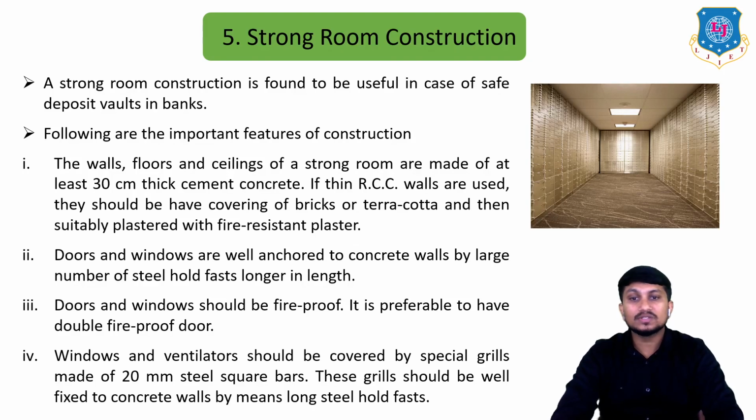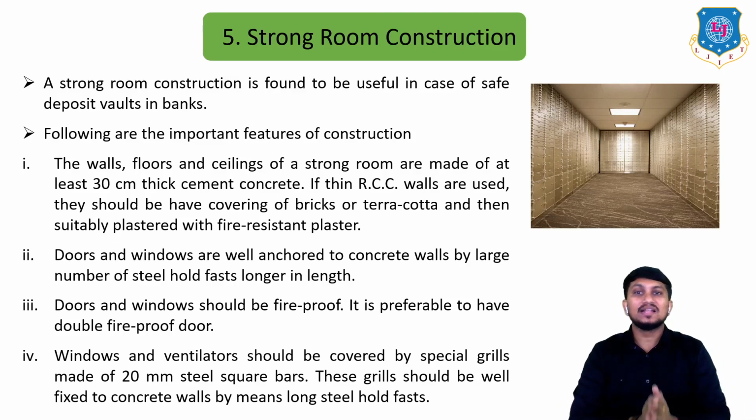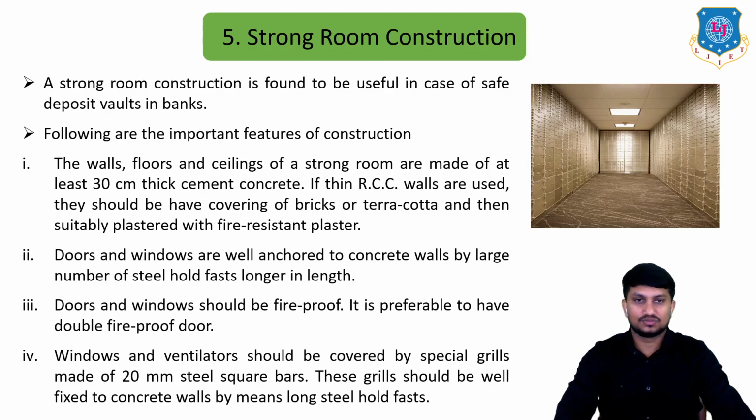Windows and ventilators should be covered by special grills made of 20 steel square bars. These grills should be well fixed to the concrete wall by means of long steel holdfasts. So these are the various points to be considered while constructing a strong room.